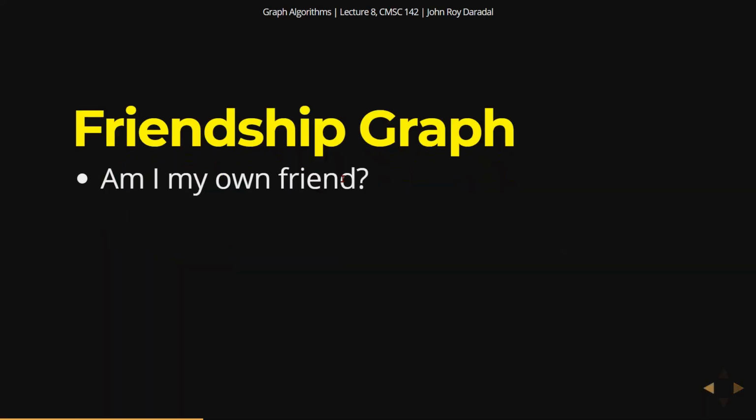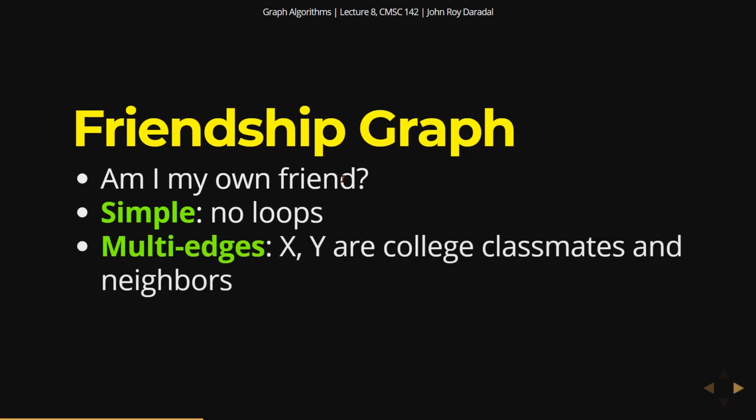Am I my own friend? This refers to a self loop. It's a simple graph if there are no loops. And you could also have multiple edges, where you put two edges between x and y to represent two different relationships. Like x and y could be connected because they are college classmates and they are also neighbors in their hometown. So there could be two edges connecting x and y. That won't make it a simple graph. This would be a non-simple graph if there are multiple edges.